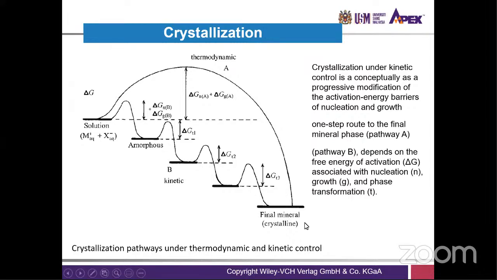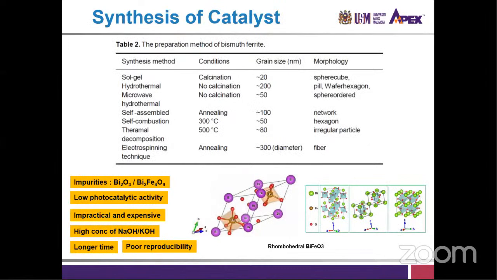All of this is actually under thermodynamic and kinetic control. So when we understand this, we will look into the synthesis method. For today, I would like to share one of the materials that we made in the lab, which is bismuth ferrite, a perovskite structure having a very good narrow band gap, so that it can respond to the light in the visible region.